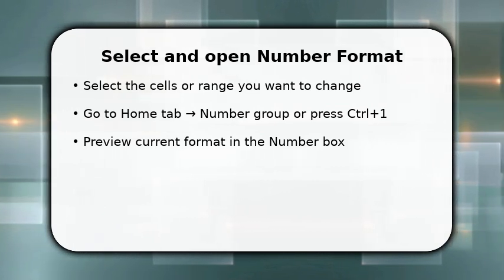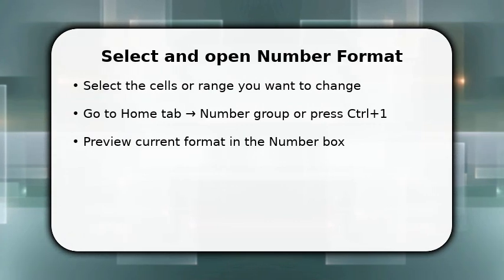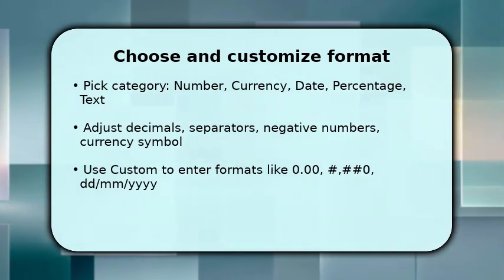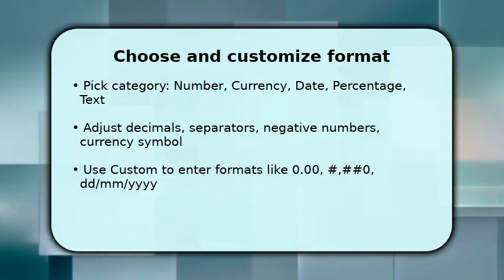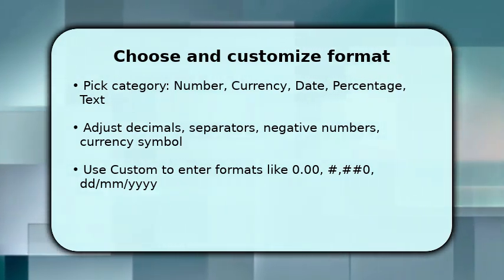Now choose the category that matches your goal: number for raw figures, currency for money, percentage to multiply by 100, or date for timelines. Once chosen, customize decimals, the 1000 separator, and negative number display so values read clearly.